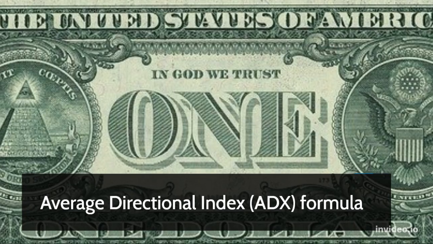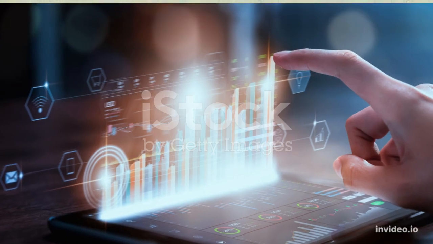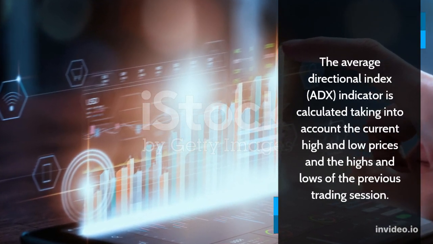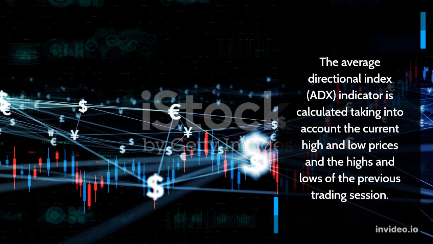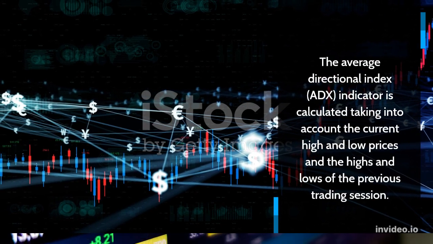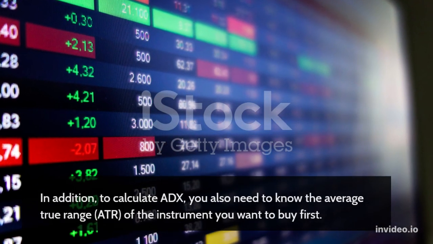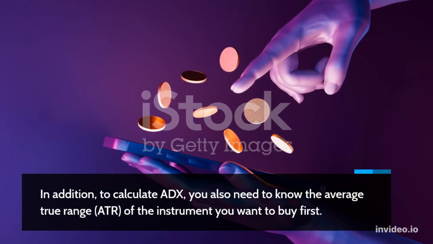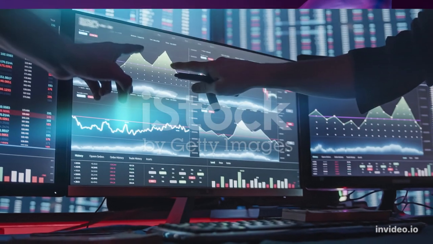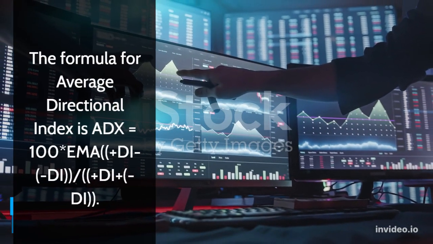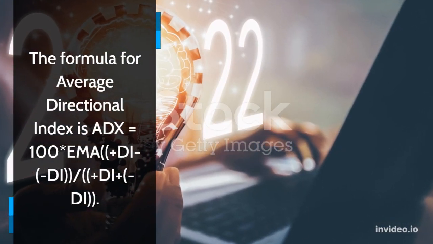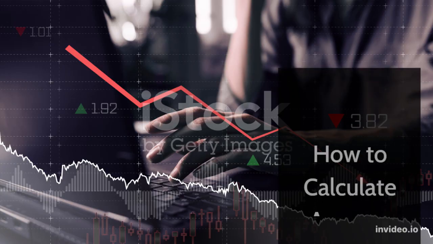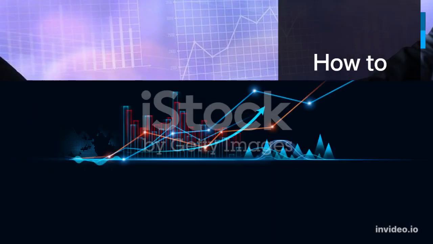Average Directional Index, ADX, formula. The Average Directional Index, ADX, indicator is calculated taking into account the current high and low prices and the highs and lows of the previous trading session. In addition, to calculate ADX, you also need to know the average true range, ATR, of the instrument you want to buy first. The formula for Average Directional Index is ADX equals 100 times EMA of the absolute value of plus DI minus minus DI, divided by plus DI plus minus DI. How to calculate Average Directional Index?